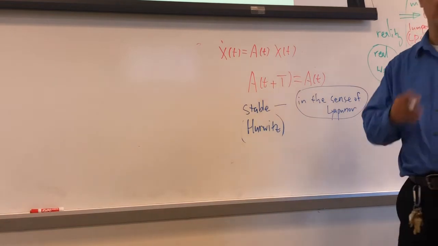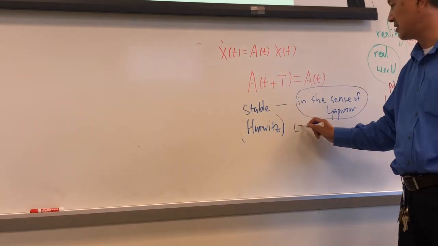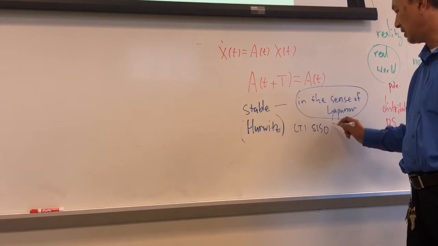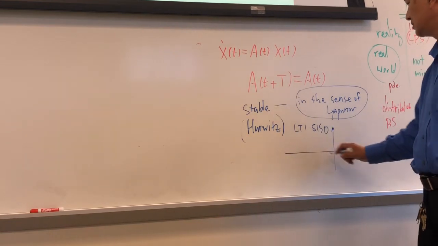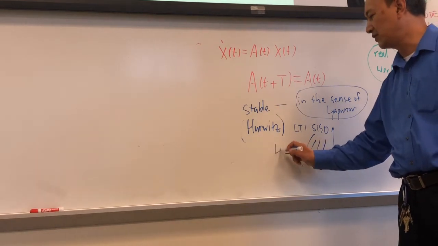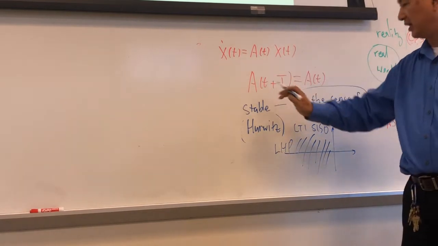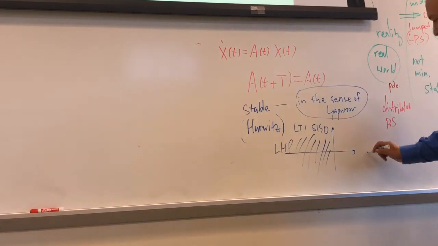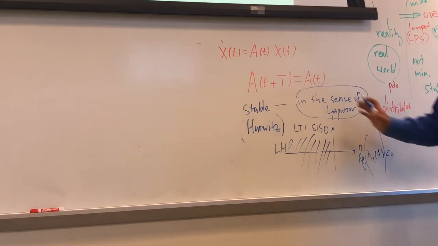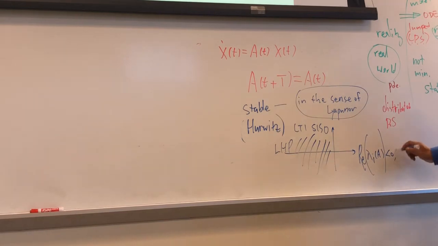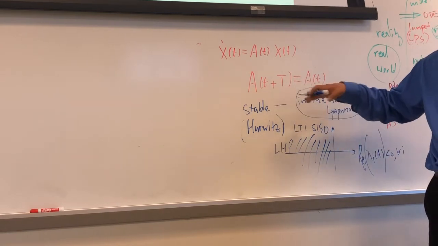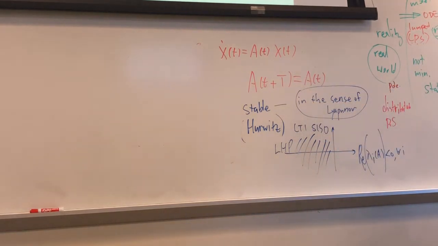But for Hurwitz, when people talk about Hurwitz, they are talking about an LTI system, possibly SISO, with all your characteristic roots living in the left half plane. Left half plane means the eigenvalues of the A matrix have real part less than 0, for all i. Then it's called Hurwitz. The A matrix is Hurwitz.